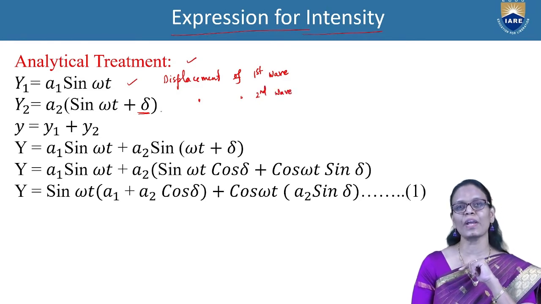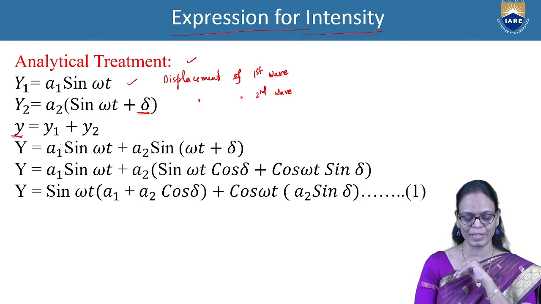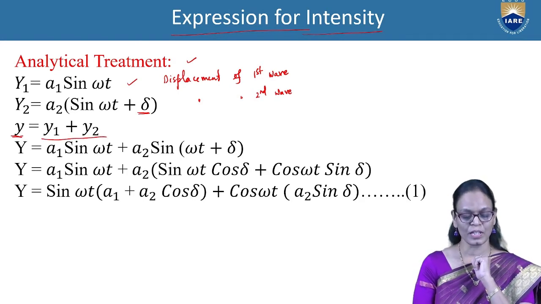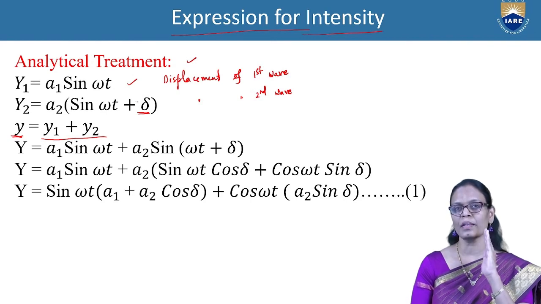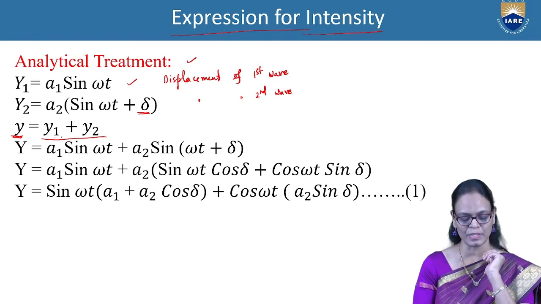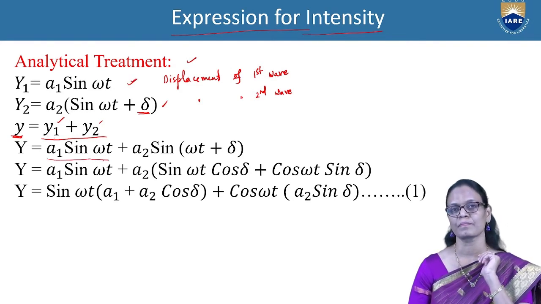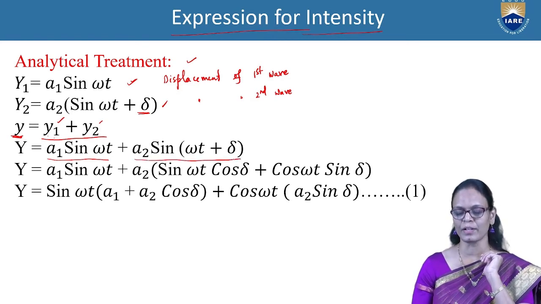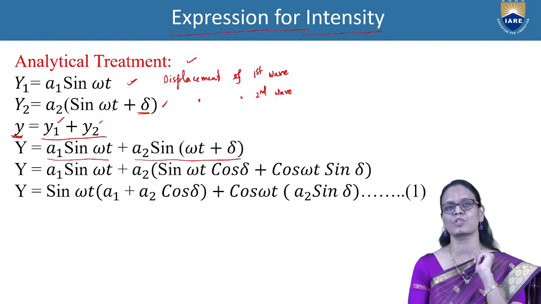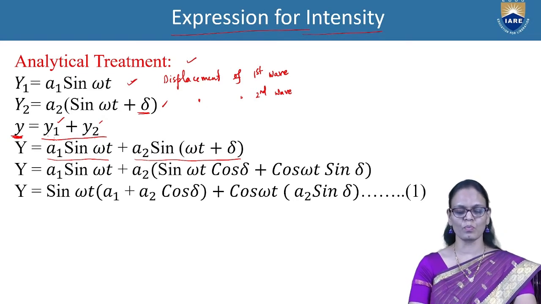So this will be the displacement of the second wave. Now when these two waves arrive at a point simultaneously, the resultant displacement at that point will be the vector sum of the two displacements. Suppose these two waves are arriving at a point P. Now the resultant displacement at the point P is given by y, which will be the vector sum of the two displacements, that is y1 and y2. So let us substitute for y1 and y2 from these two equations. y1 is a1 sine omega t, and y2 is a2 sine (omega t plus delta). So y is equal to y1 plus y2.